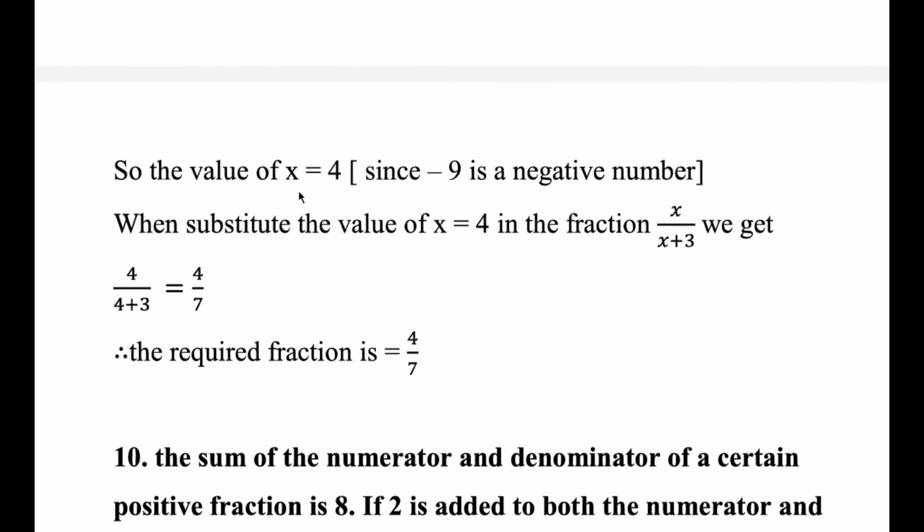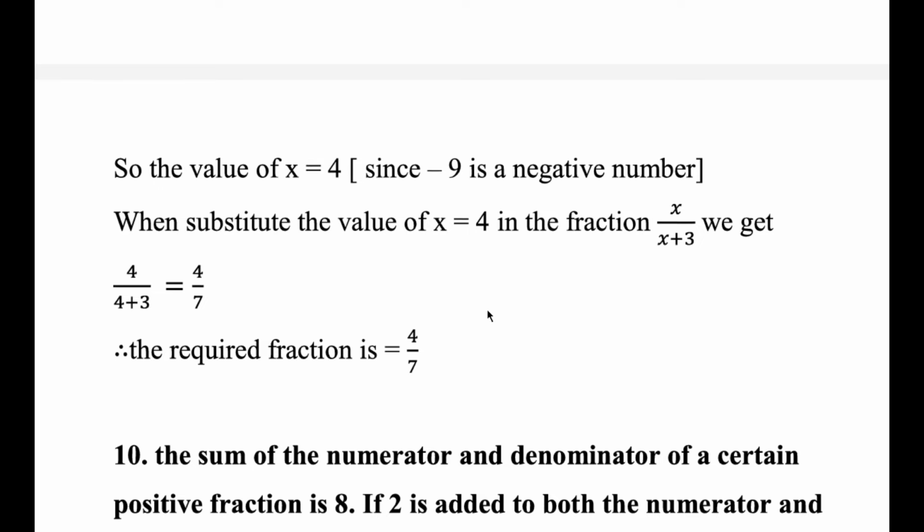So the value of x is equal to 4, since minus 9 is a negative number, so we will not take minus 9. When we substitute the value x equal to 4, the fraction x divided by x plus 3 will be 4 by 7. So the required fraction is 4 by 7.